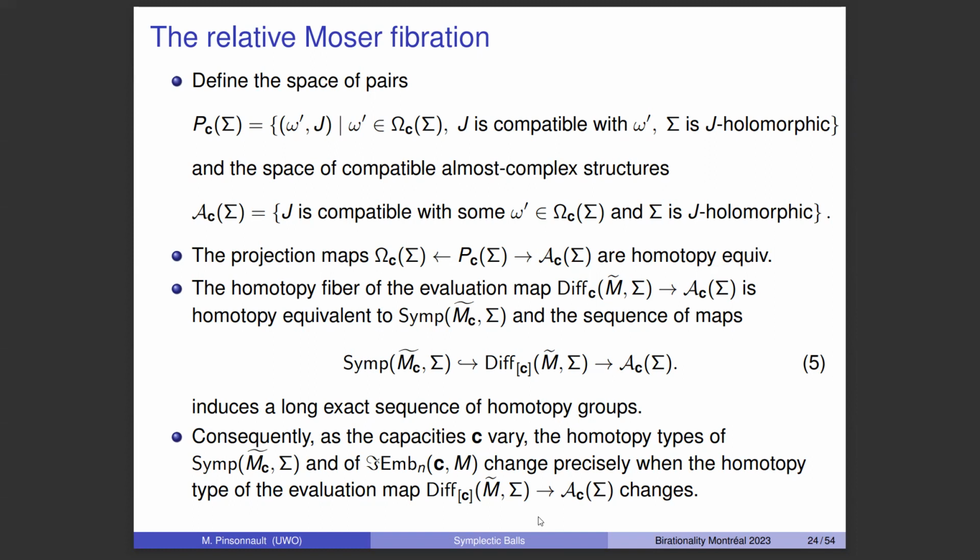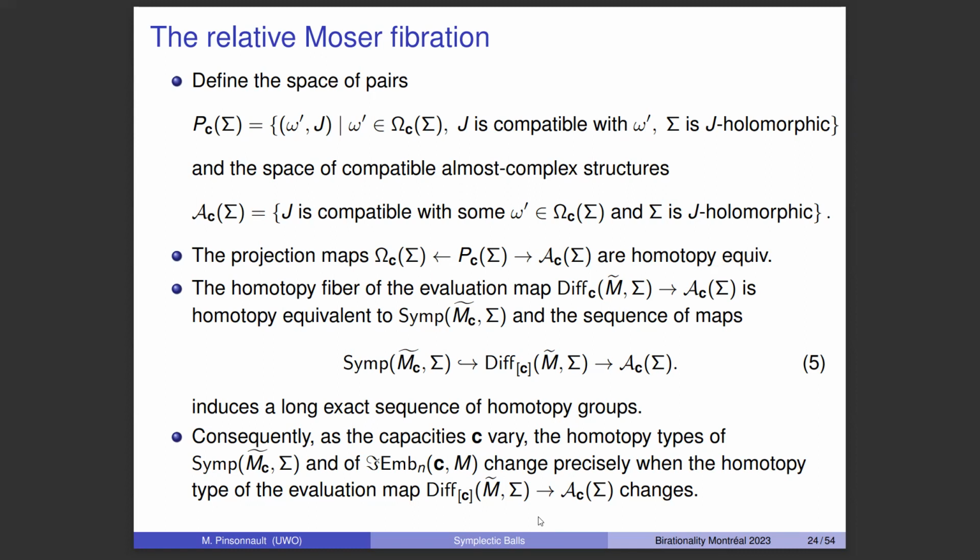So what is nice now with this new fibration is that as C varies, remember that one thing we would like to understand is how the embedding space depends on the capacity. As C varies, this space does not vary much, because it only varies if the cohomology class here becomes quite exceptional. But for a generic choice of C, this will not vary for small perturbations of capacities. And then you can investigate what happens when you start changing the capacities.